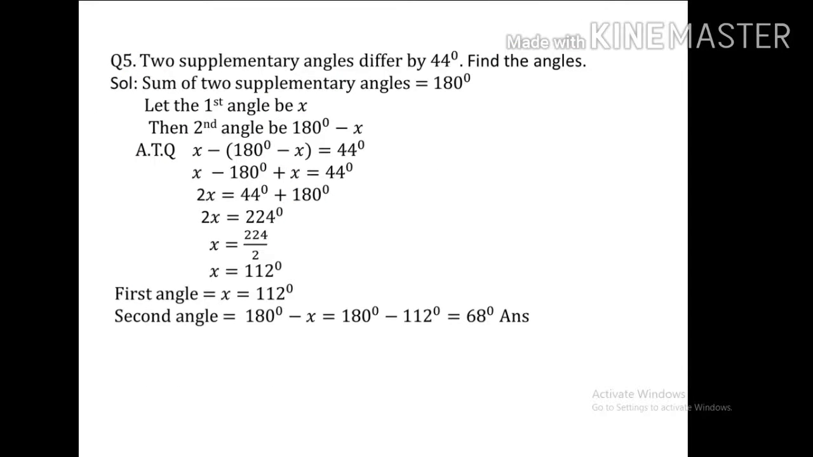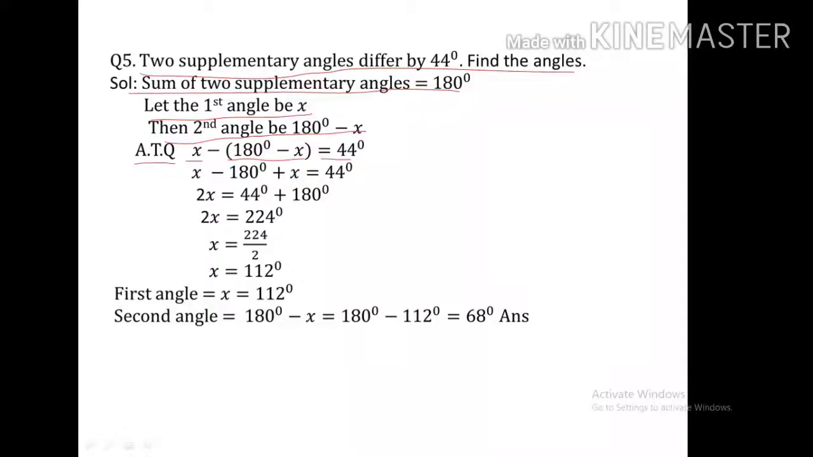Now question number 5. Two supplementary angles differ by 45. Find the angles. So the sum of two supplementary angles is 180 degrees. Let the first angle be x, then the second angle will be 180 minus x degrees. According to the question, the difference of the two angles is 44. So the first angle, that is x, minus the second angle, that is 180 minus x, equals 44.